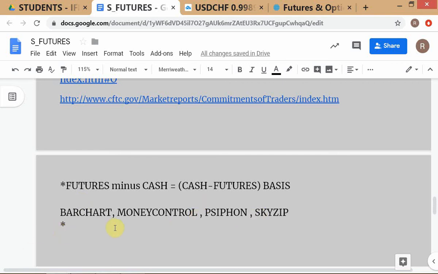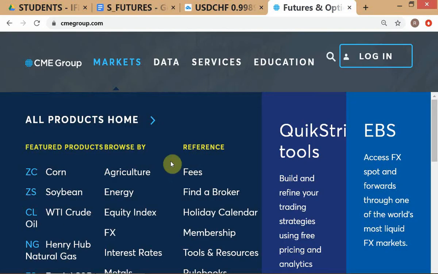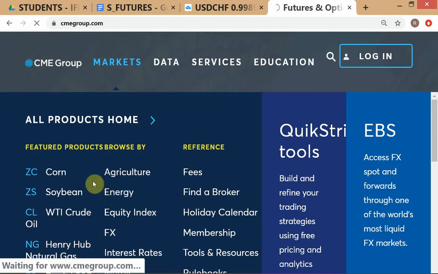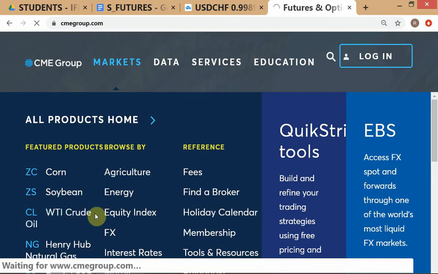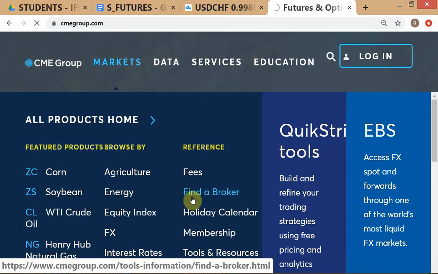Okay. So the term that you're learning here is basis. This is the difference between the cash price. I just wanted to show you because on bar chart you can see the cash prices, but unfortunately now we can't load bar chart. But here, if we just look at energy once again, the point is basically that there would be a futures price and there will be a cash price, because the futures price is for a particular maturity.